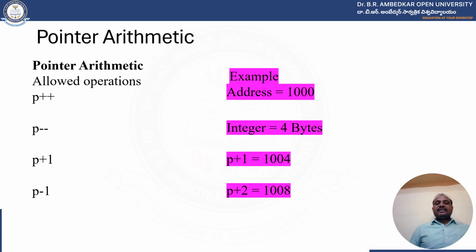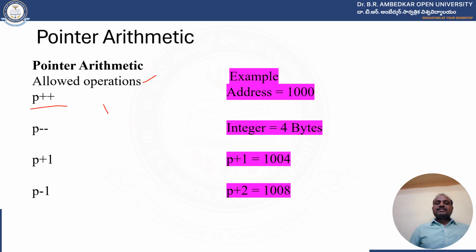Now you can see here pointer arithmetic. Arithmetic means we can perform some operations. Here, pointer arithmetic means not all operations can be performed by using pointers. Only some of the operations we can perform here. So what are the allowed operations while using pointers? They are p plus plus.